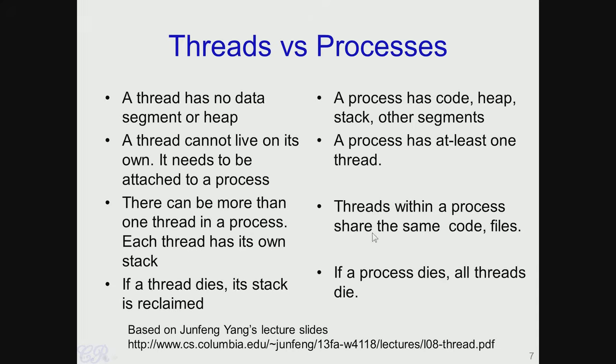Threads within a process share the same code and files as we have seen in the earlier slide, but each thread has its own stack, and this stack is reclaimed when the thread dies. It is possible that when a thread terminates, the remainder of the process will continue to execute. For example, if a process has 10 threads and one of the threads terminates, the remaining 9 threads will continue to execute. On the other hand, if a process terminates, all threads within that process will also terminate.